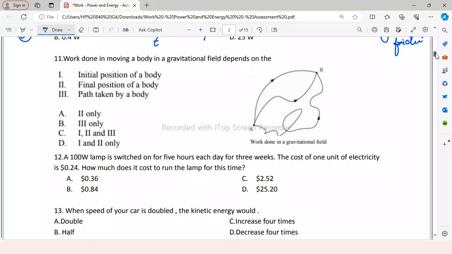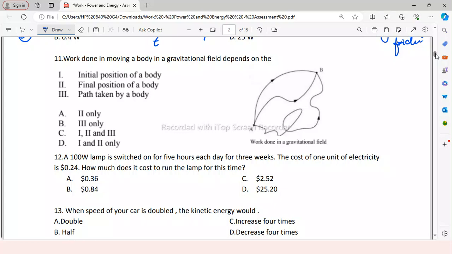वर्क डन इन मूविंग अ बॉडी in a gravitational field depends on initial position of body, final position, path taken, इनमें से किसी एक हाथ पर या इन सब पर. हम जब वर्क डन का और पोटेंशियल एनर्जी का कॉन्सेप्ट पढ़ते हैं तो उसमें हम कहते हैं work done does not depend on the path taken by the object. It only depends on initial and final position या initial and final state of the system या position of the system, right. It is independent of the path.